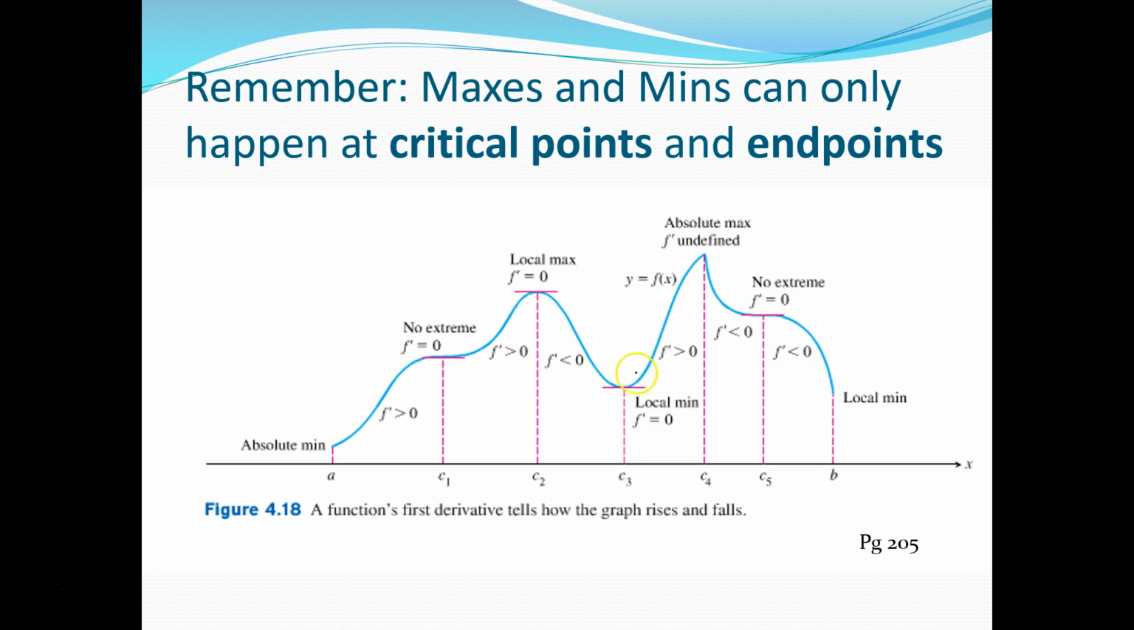But any place that we do have a max or a min, we're either going to have an undefined derivative, or we're going to have a slope of 0, or it's going to be an endpoint. Here our absolute min is an endpoint. We have a local min at our endpoint on the right, but then all of our locals in between, and actually our absolute max as well, happen at places where the derivative is undefined or 0. So that's going to be important for when we talk about the derivative tests.